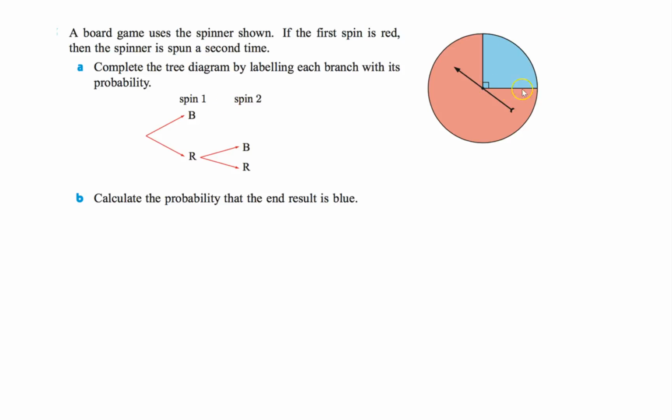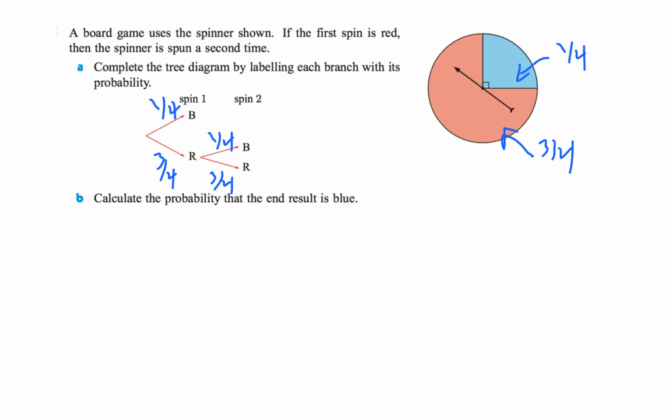Look at this thing here. That is 1/4 blue. It's a quarter circle. So the red must be 3/4. So on a spin, you have 1/4 blue, red is 3/4. Now when you spin it again, it's the exact same picture, so nothing changes. They're independent events. Blue is still going to be 1/4, red is still going to be 3/4.